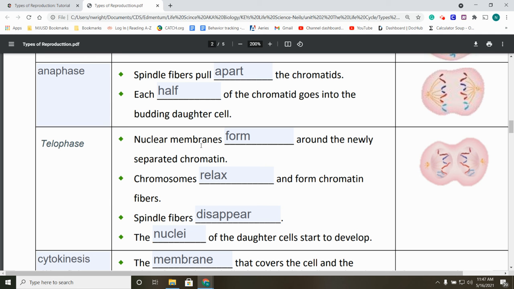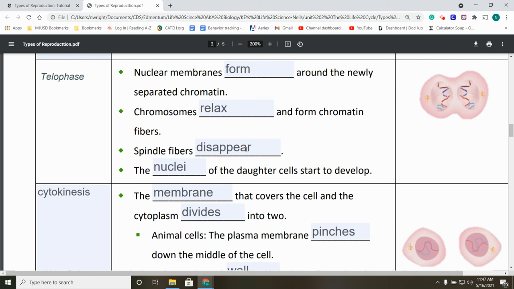Telophase. Nuclear membranes form around the newly separated chromatid. Chromosomes relax and form chromatin fibers. Spindle fibers disappear. The nuclei of the daughter cells start to develop.